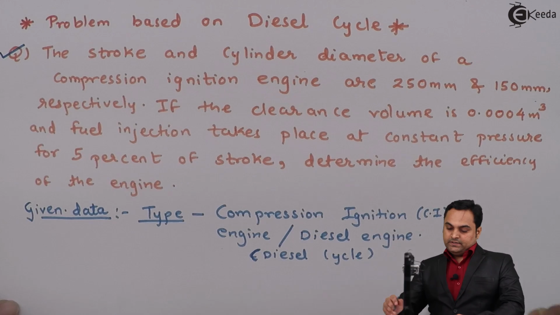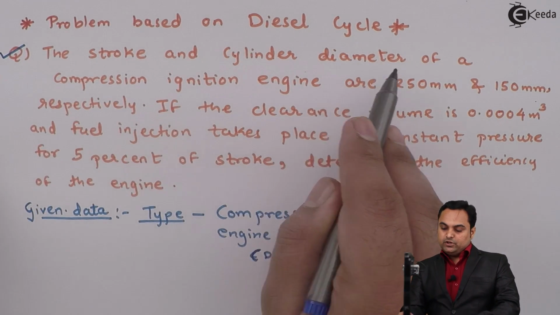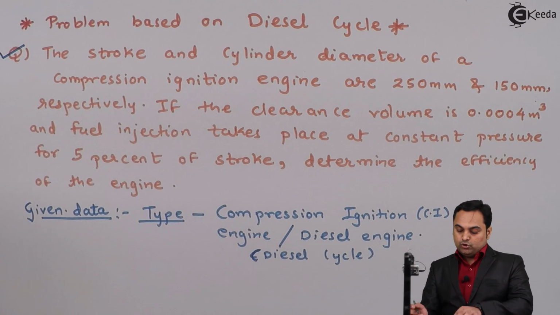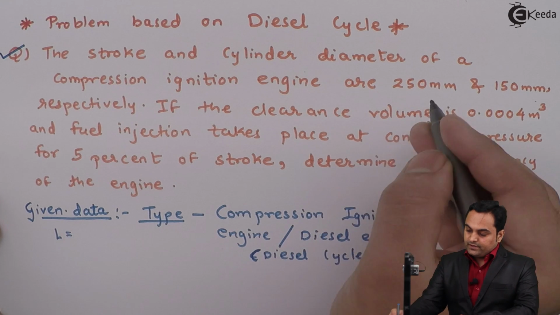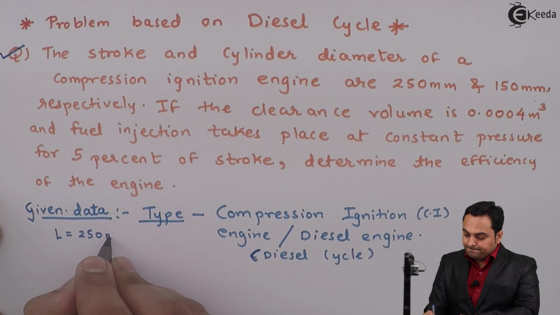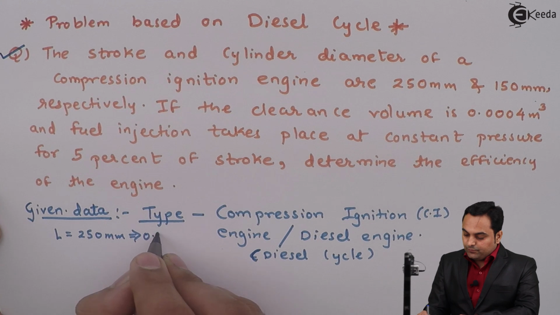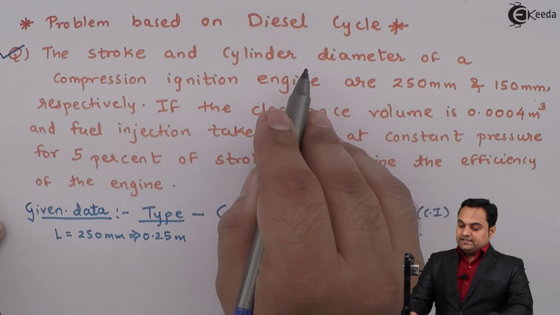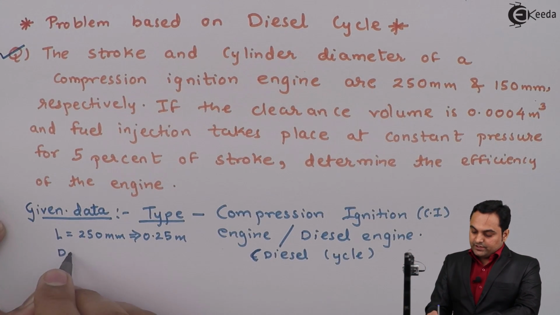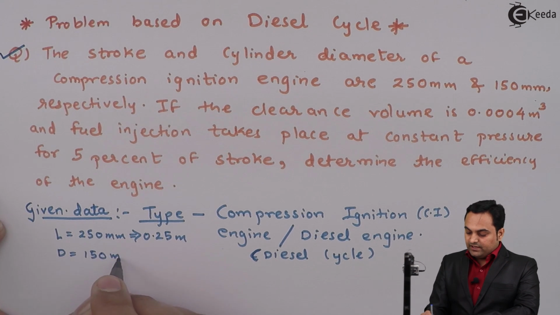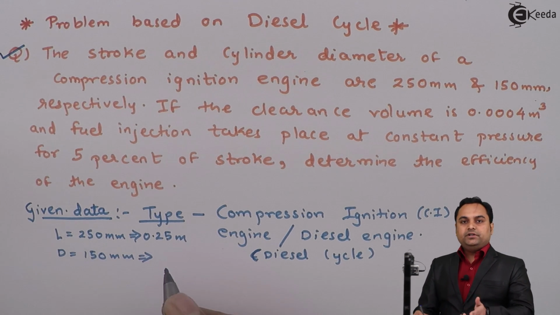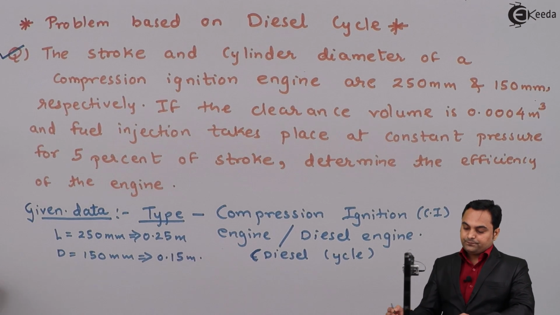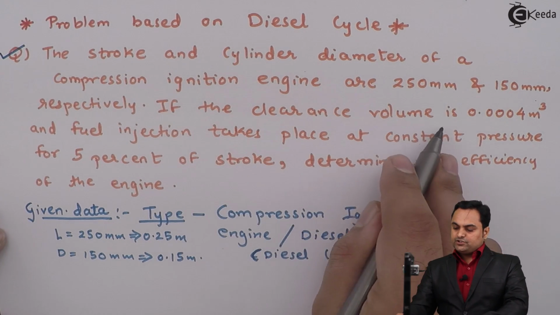Next, the stroke and cylinder diameter of a compression ignition engine are 250 mm and 150 mm respectively. Stroke means the stroke length, which is 250 mm, that is 0.25 meter. Next, the cylinder diameter is 150 mm, so capital D is 150 mm. Dividing this by 1000 to convert it into meter, it becomes 0.15 meter.